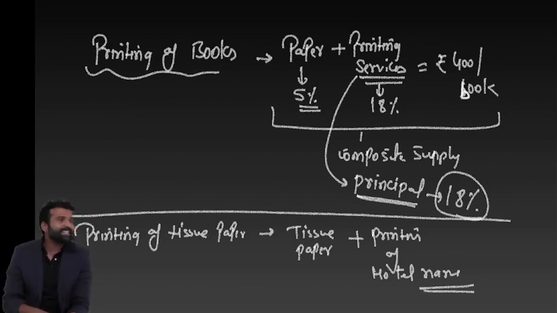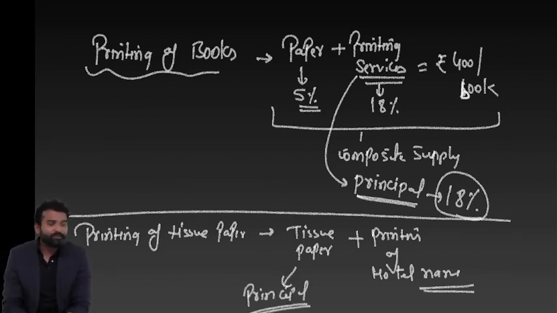So of course, in that case, what is the principal supply? Paper is the principal supply. So we have to find out the principal. So here the principal is tissue paper. That paper is the principal, not the hotel name.